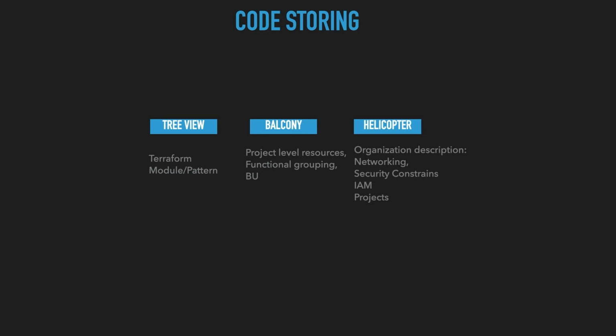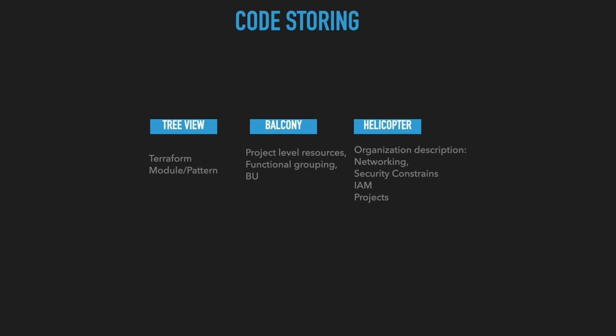So we can make a statement here. If we are talking about modules, we keep this in a separate repository. Well, you may ask the question, should we use the same repository for many modules, or each module its own repository? It's up to you. Both ways are possible. Balcony, when we store the project resources in the same Git repository. And helicopter, when we separate the organization and the description of the organization, storing it in a separate repository.